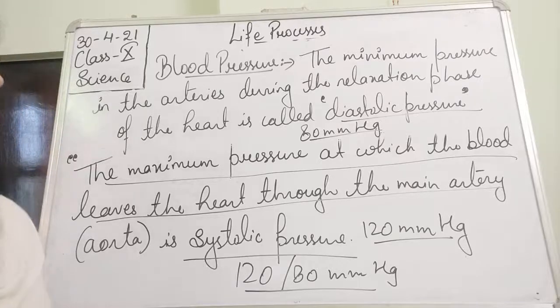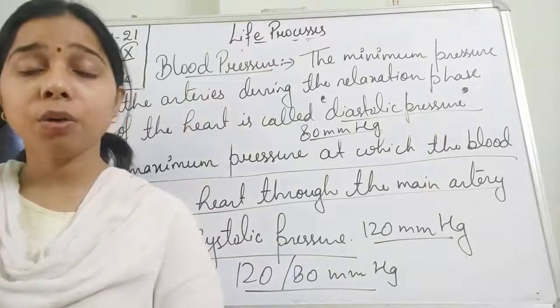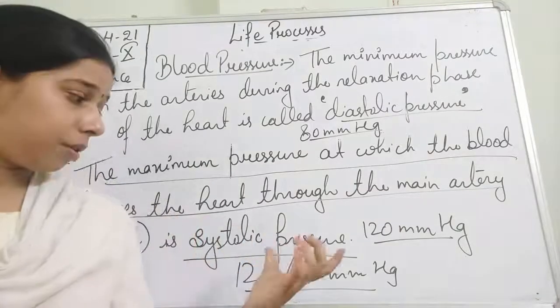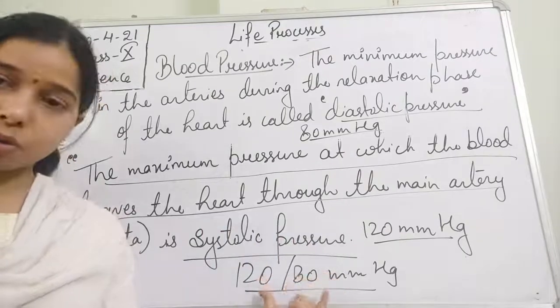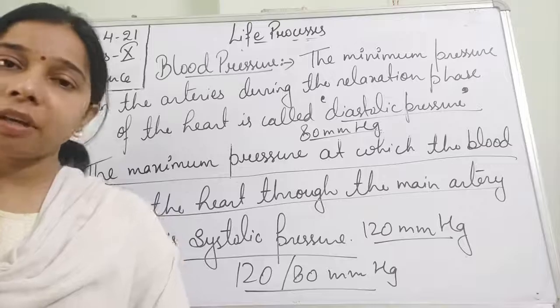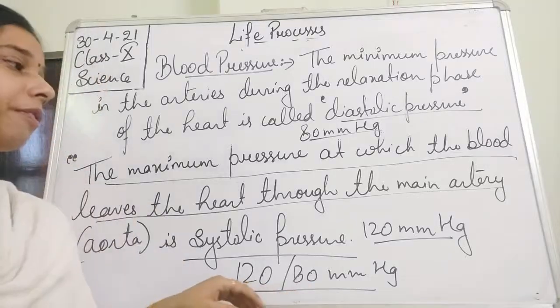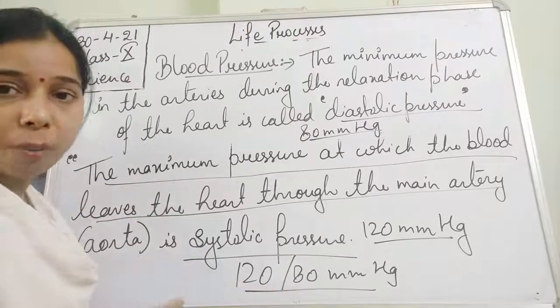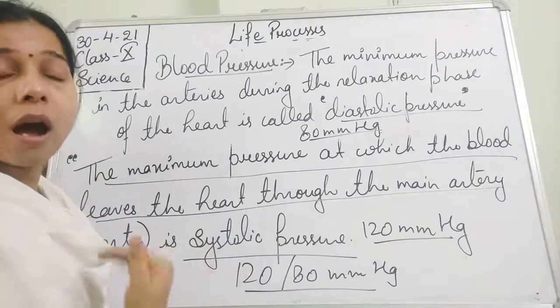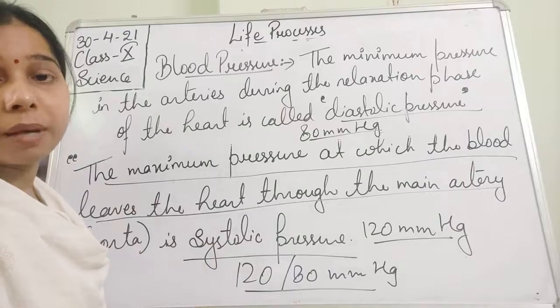Now the question arises: how do we measure the blood pressure of a person? Before that, let me tell you that this is the normal blood pressure of a person. If this much blood pressure is coming, we will say that the person's blood pressure is normal. If less than this, we will say the blood pressure is low, and if more than that, we will say that blood pressure is high.